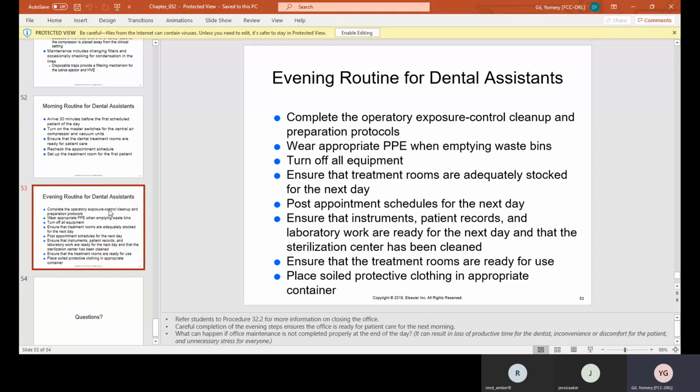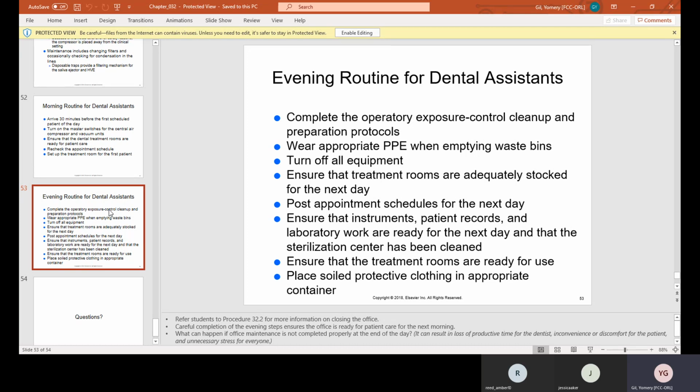Ensure that the instruments, patient records, and laboratory work are ready for the next day, and that the sterilization center has been cleaned. Do not leave any dirty instruments lying in the sterilization area to be cleaned the next day. Sometimes people will leave the autoclave running for the next day, and in the morning they'll open it up and all the instruments will be cleaned. Or they'll leave all the stuff on top of the autoclave, and as soon as they come in the morning, they'll put it to be cleaned, and by the time the first or second patient of the day comes in, all the instruments will be clean.